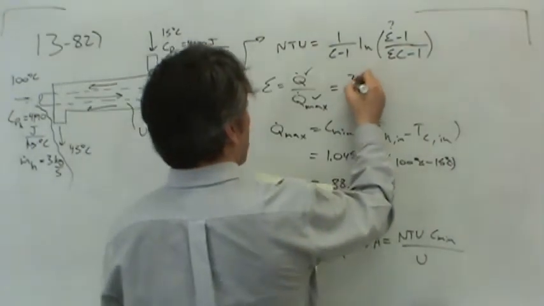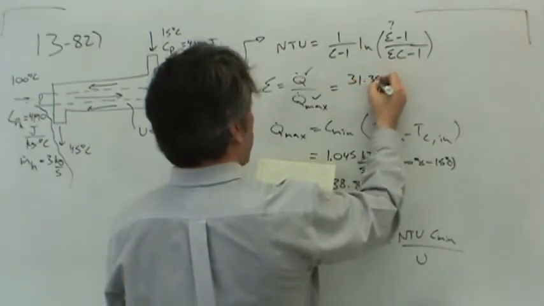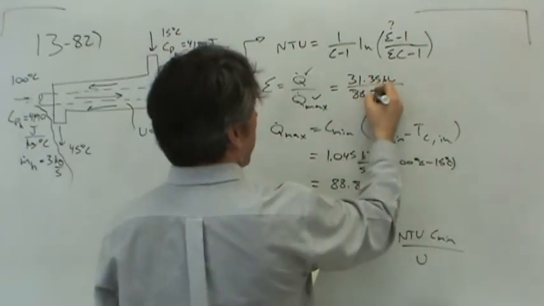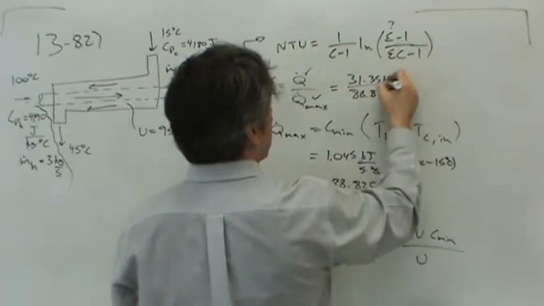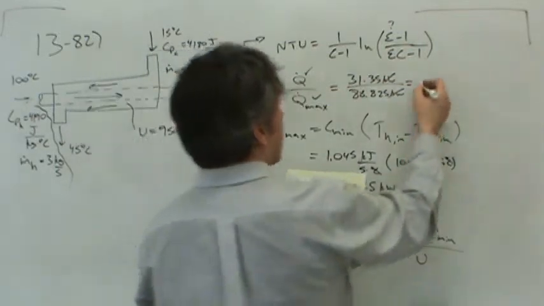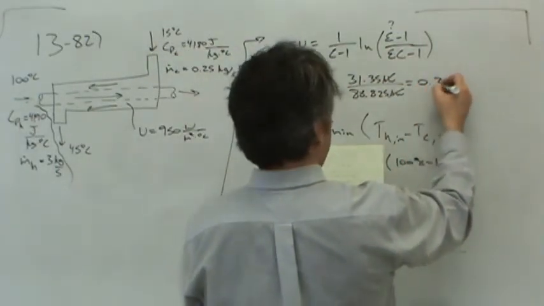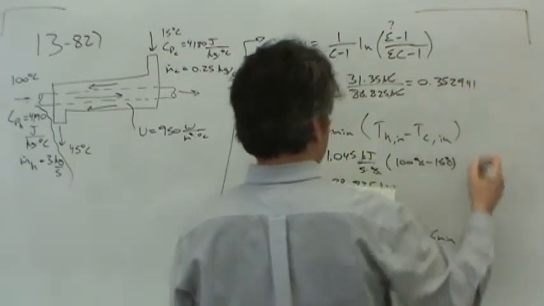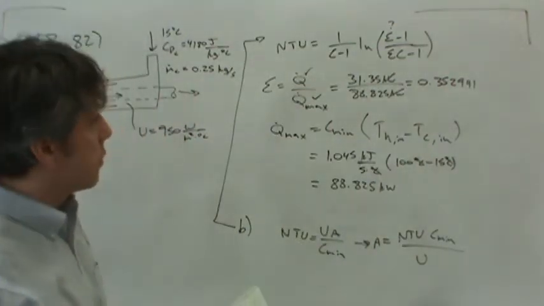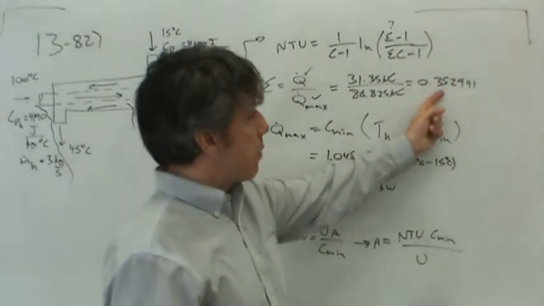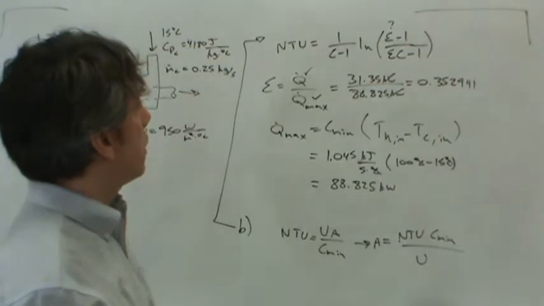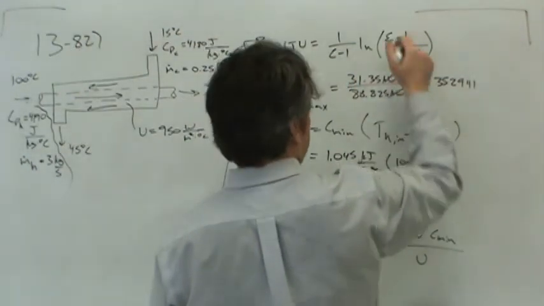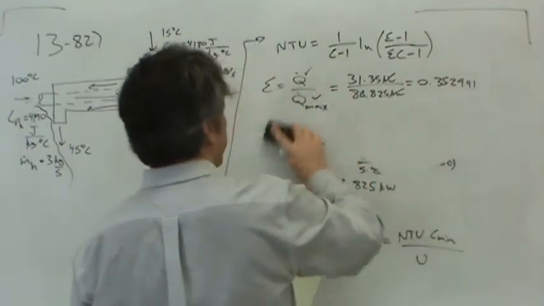The effectiveness was 31.35 kilowatts. The maximum heat transfer rate is 88.825 kilowatts. Both go away. Of course, effectiveness is dimensionless, and this is about 35% effective. I don't know why I carried so many decimal places through my solution, but there it is. So about 35%, 0.3529, and so on. That's the effectiveness. So now we can actually calculate the number of transfer units.